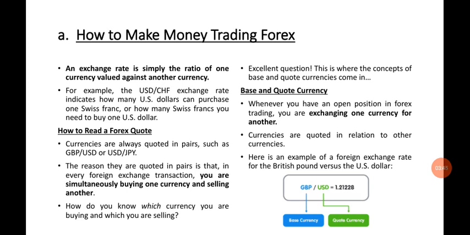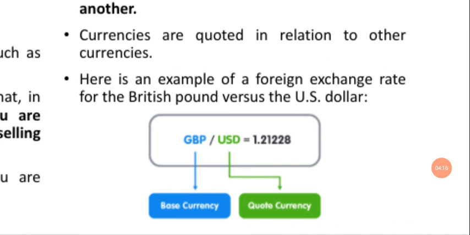So, base and quote currency. Whenever you have an open position in Forex trading, you are exchanging one currency for another. Currencies are quoted in relation to other currencies. Here is an example of a foreign exchange rate of the British pound versus the United States dollar. British pound, US dollar, and the exchange rate is 1.21288. This image here, this is what it is. So we're saying that you need $1.2188 to buy one British pound. That's what it just means here.